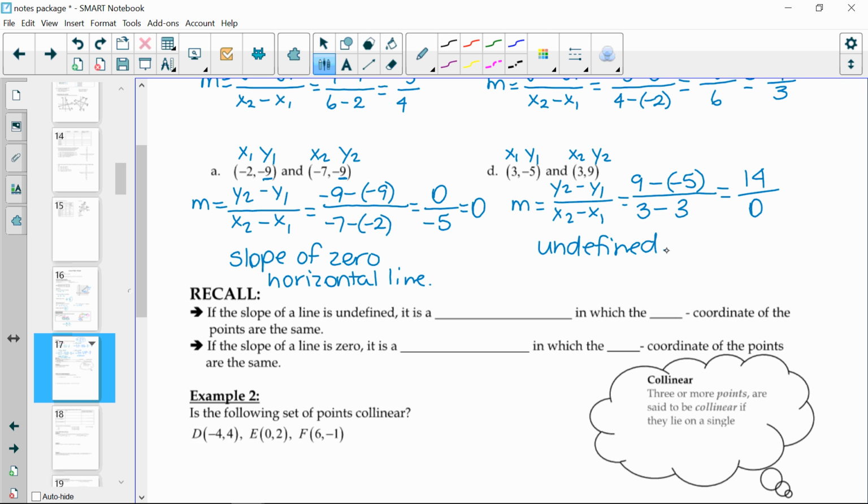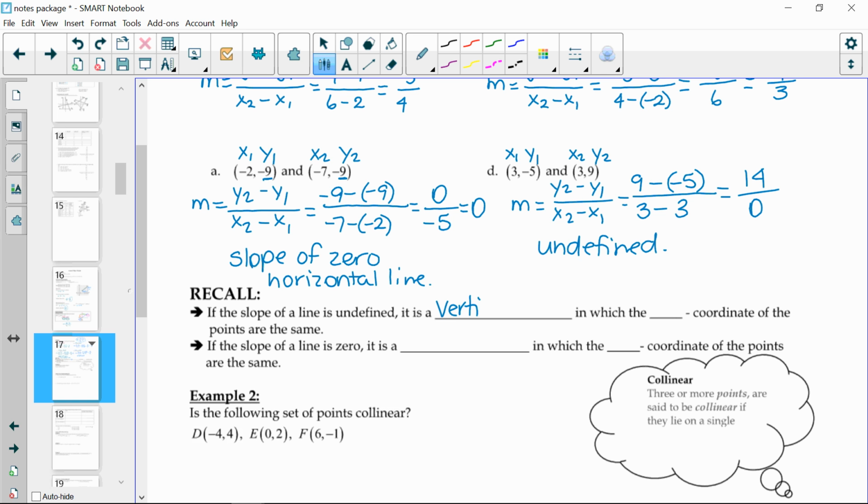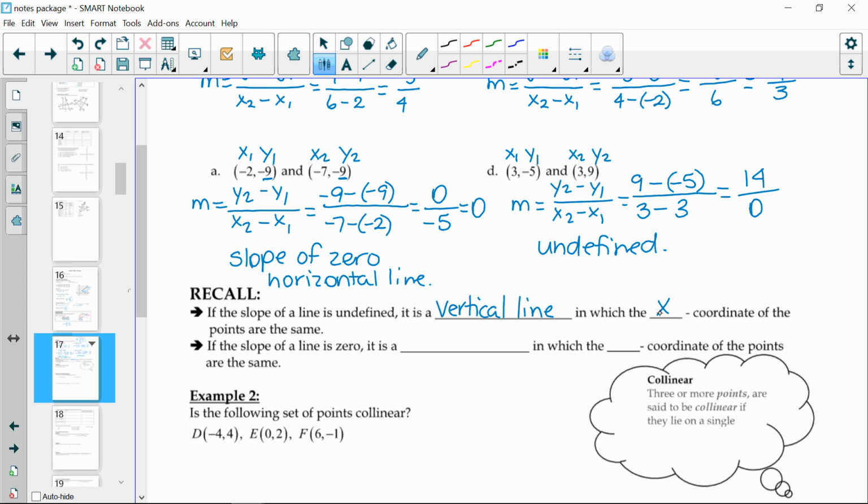So if the slope of a line is undefined, it is a vertical line in which the x-coordinate of the points are the same. Notice here, our x-coordinates are the same. If the slope of a line is 0, it is a horizontal line in which the y-coordinate of the points are the same.